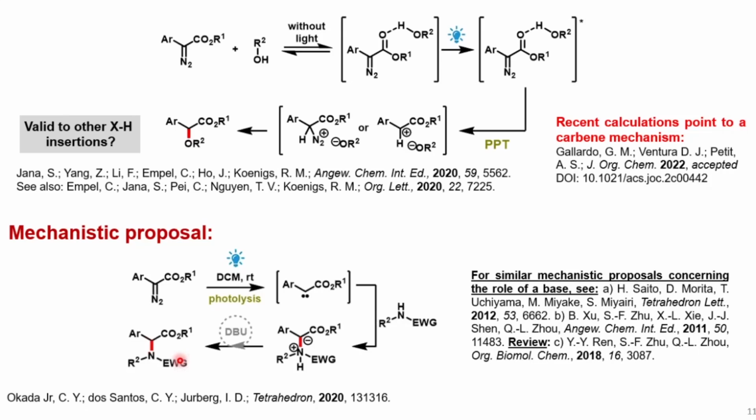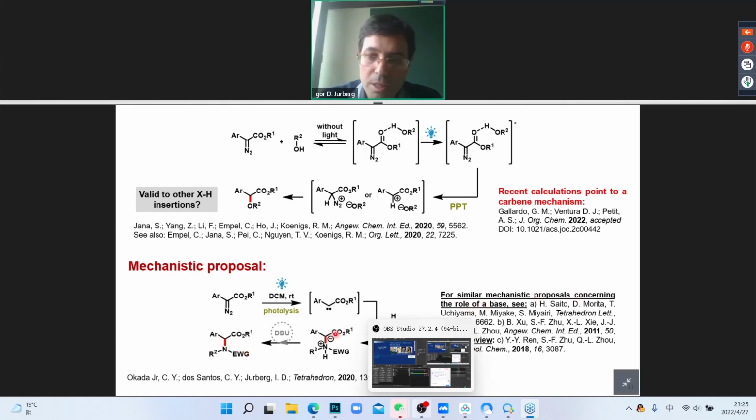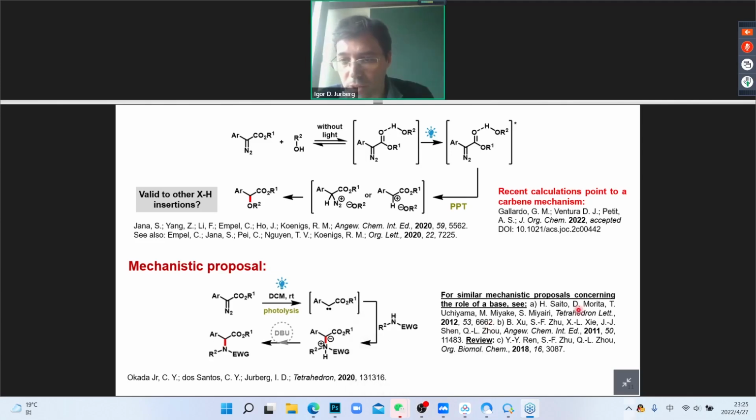In this case DBU, or in the case of potassium phosphate for pyrazoles, the base would assist this precursor leading to final products. This is consistent with other mechanistic proposals involving the role of base in somewhat similar transformations mentioned in these references. The role of the base here is supported by the literature.